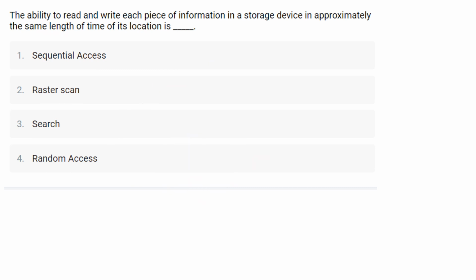So here the correct answer is option number 4. The ability to read and write each piece of information in the storage device in approximately the same length of time, irrespective of its location, is random access.